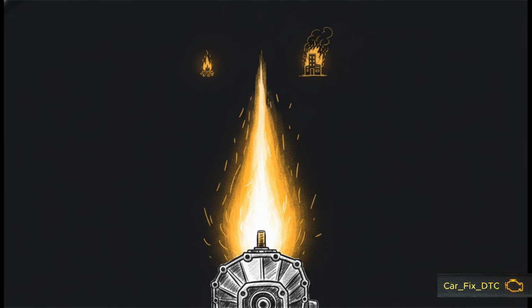And this is a perfect way to think about it. The P0700 code is like a signal flare that's been shot up into the sky. It tells you exactly where to look, over there, at the transmission, but it doesn't tell you if the emergency is a tiny campfire or a whole burning building. Our job now is to find the source of that flare.